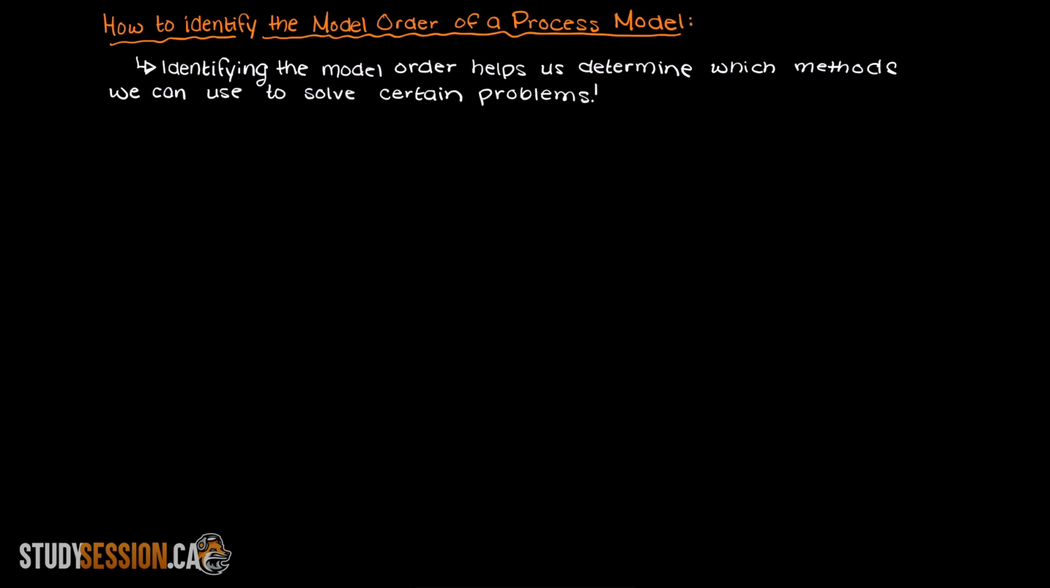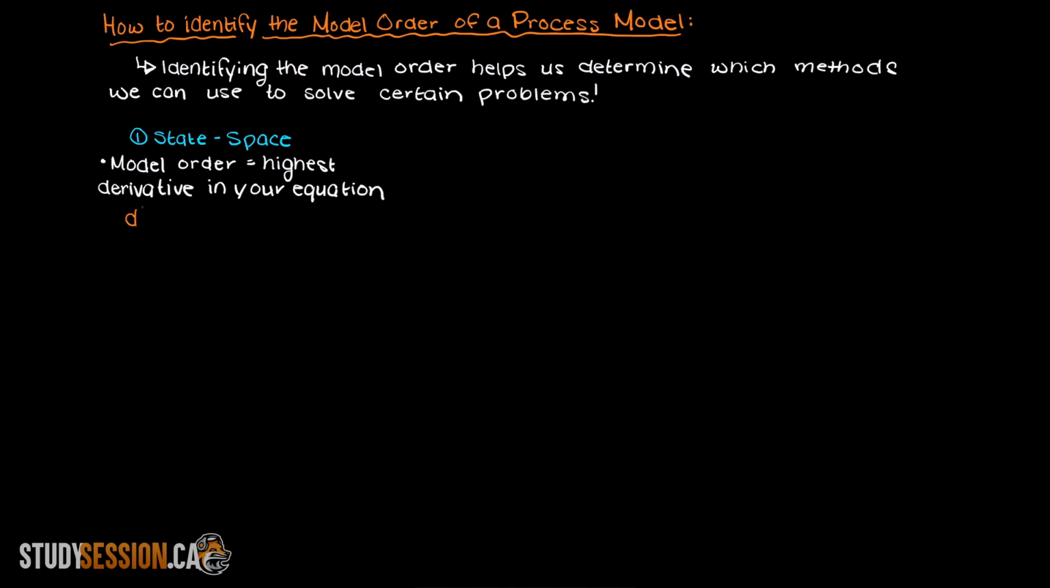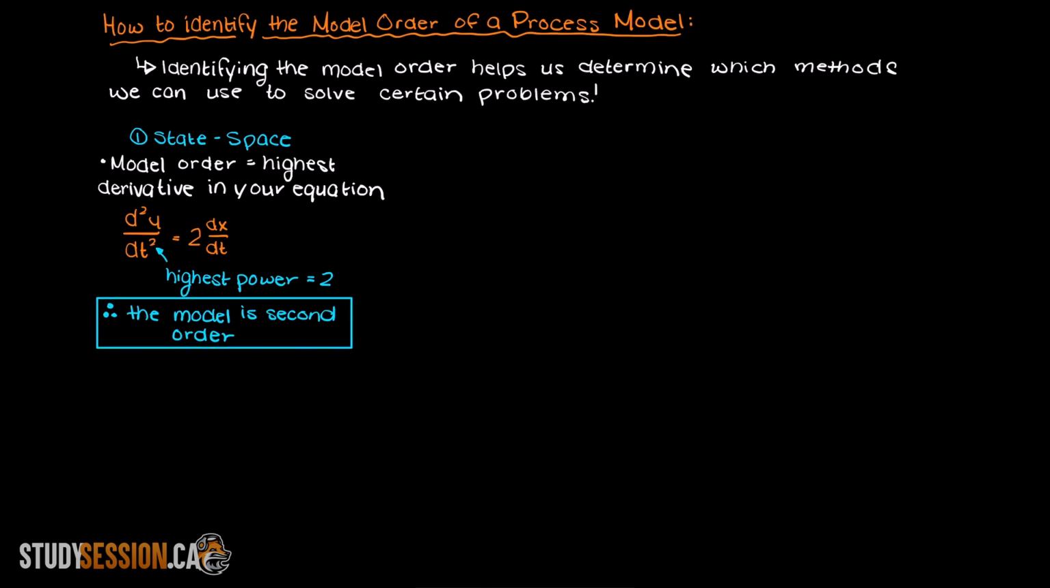So, as we learned in previous videos, we have talked about two different spaces that our models can be described in. Firstly, we could have a model that is described in our typical state space model. If we described our model in this method, then the model order is the highest derivative in your equation. So, in this example here, you can see that the highest power in this model is 2. Therefore, this model in the state space is a second order model.